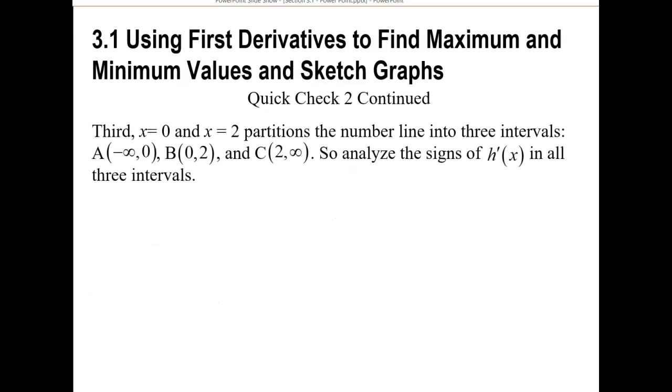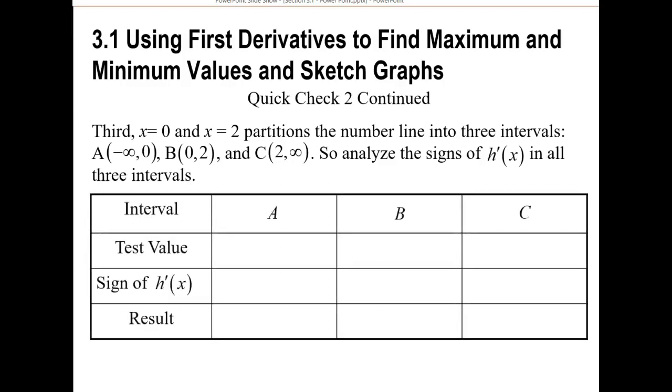All right. Next, we're going to take x equals 0 and x equals 2, and partition the number line into 3 intervals. The first one going from negative infinity to 0, meaning on the left of the 0, then in between, between 0 and 2, and then to the right of 2. And then we're going to look at the sign of the derivative in all 3. So in interval A, pick a test value that's between negative infinity and 0, so like negative 2. In B, we're going to pick a test value in between 0 and 2, so let's pick 1. And then C, pick a test value between 2 and infinity, so 3.